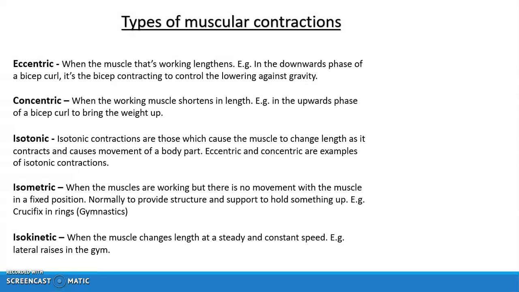Isotonic contractions are those in which the muscle changes length as it contracts and causes movement of a body part, and eccentric and concentric are both examples of this.